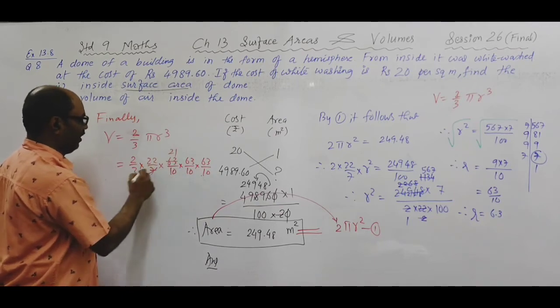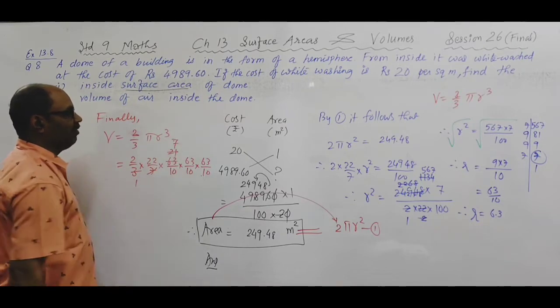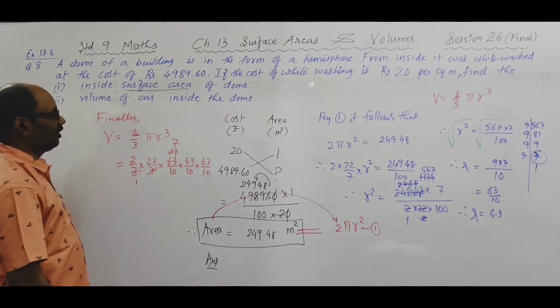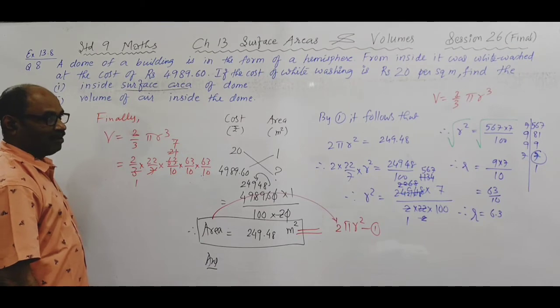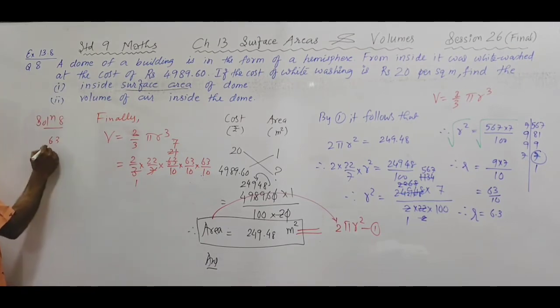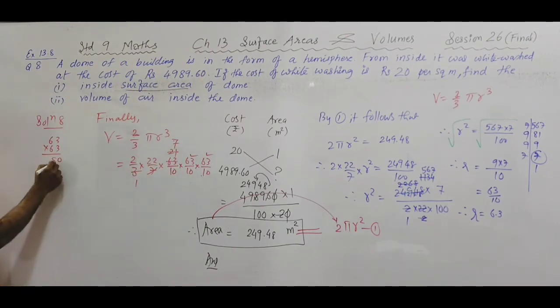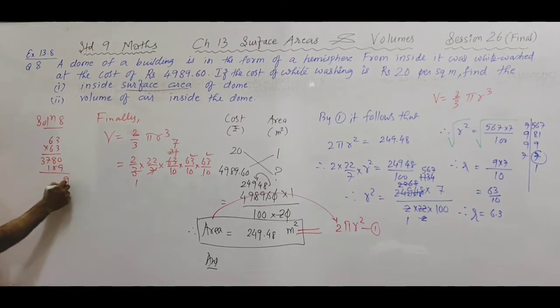7 1s are 7, 21s are 2 1s are 2. Sorry, 3 1s are 3. 7. 63 into 63. My goodness, बहुत काम करना पड़ेगा, है ना? So 63 multiplied by 63. ये दोनों का multiplication. 0, 18, 36, 37. 9 और 18. 9, 6, 9, 3.